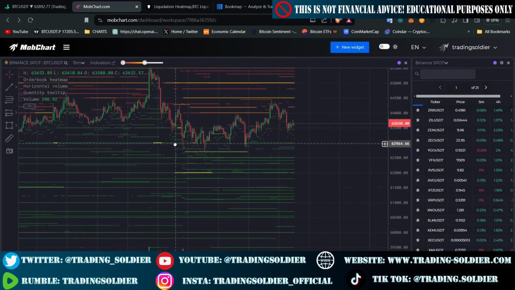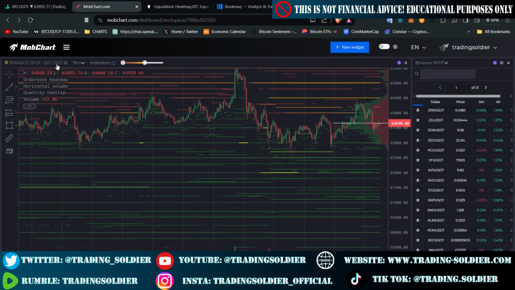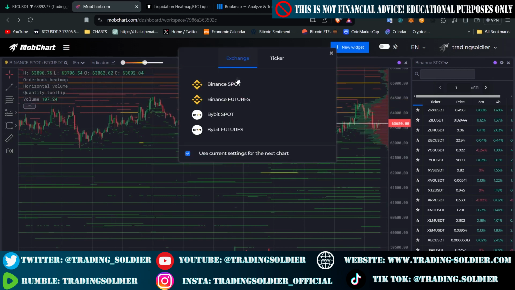So the working principle is the same, and also you have to keep in mind to use the exchange that you want to see, the spot limit orders or the futures orders, because if not, the heat map will not be useful for you.